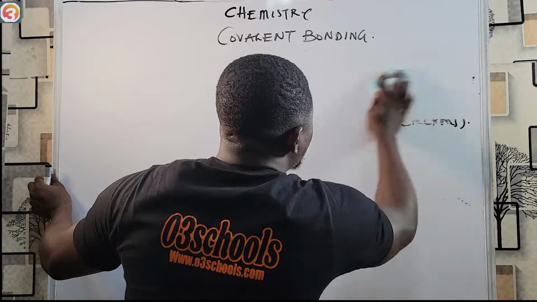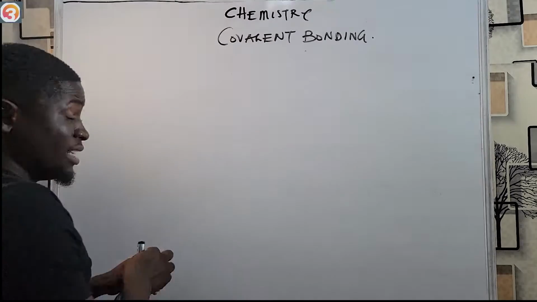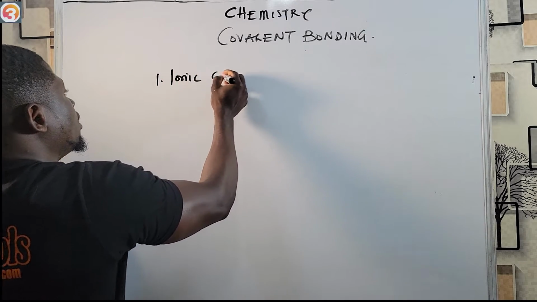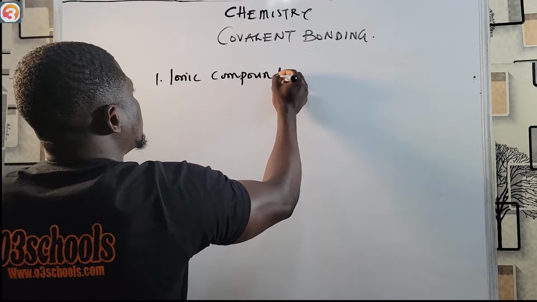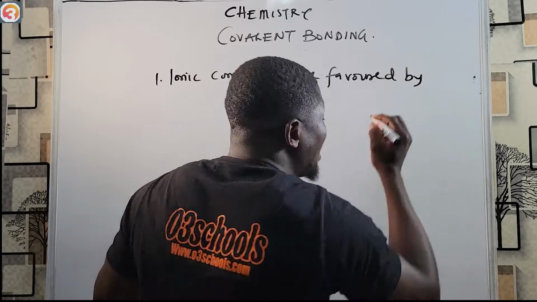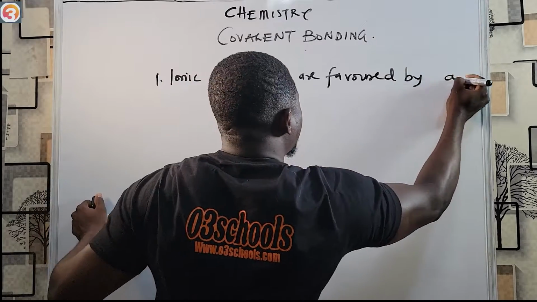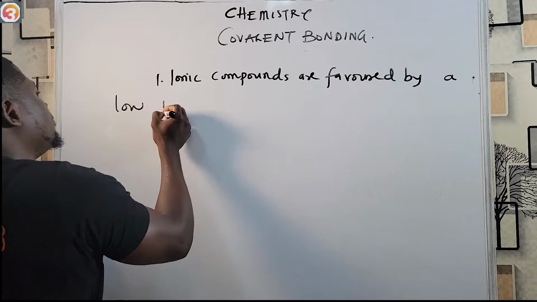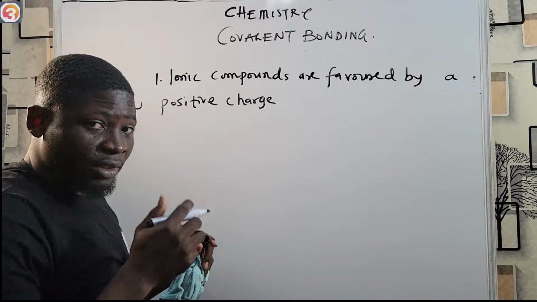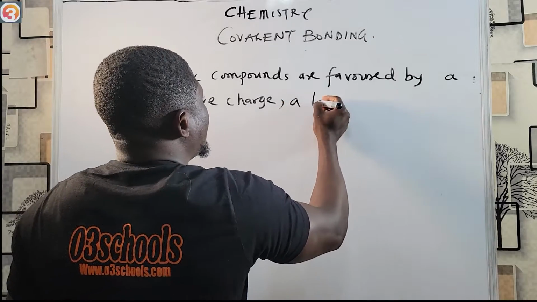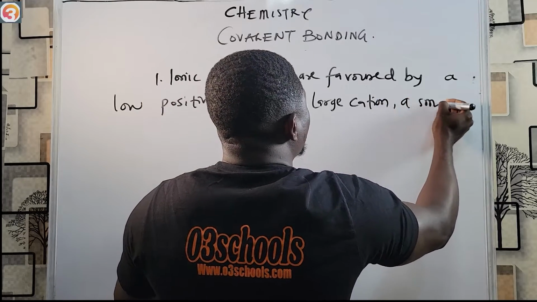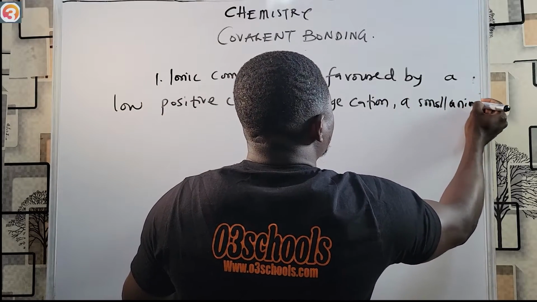So Fajans rule, number one. The summary of the whole rule is that ionic compounds are favored by a low positive charge, a large cation, and a small anion.